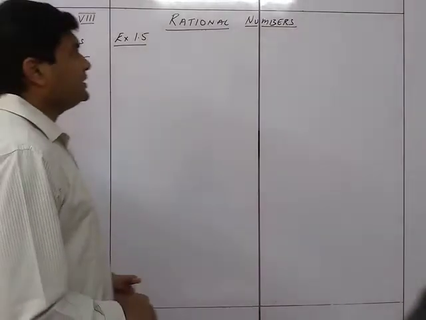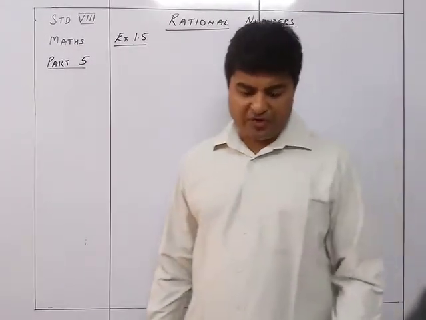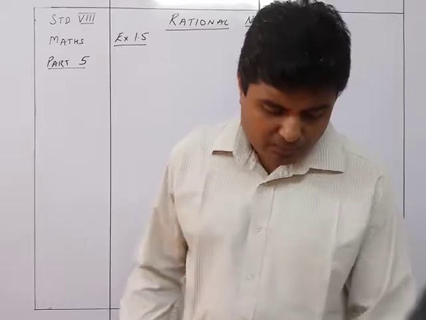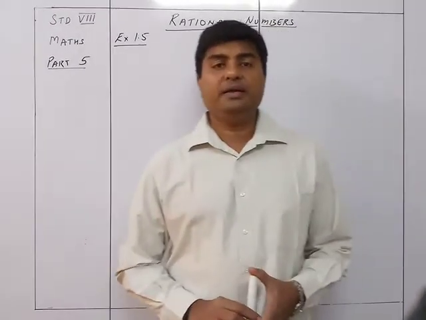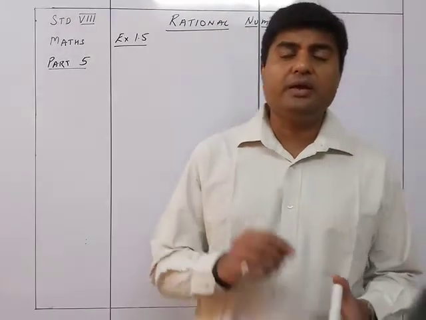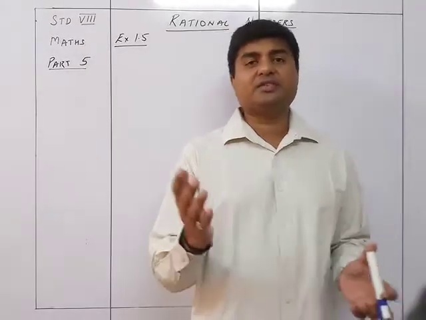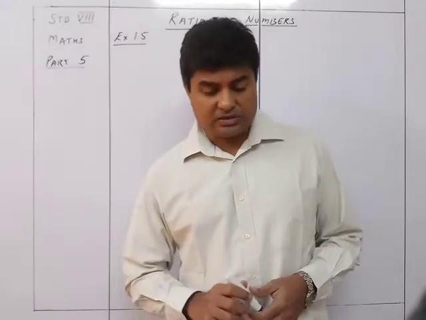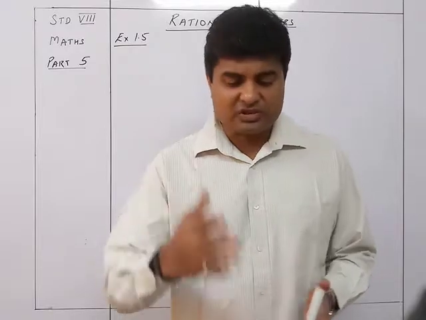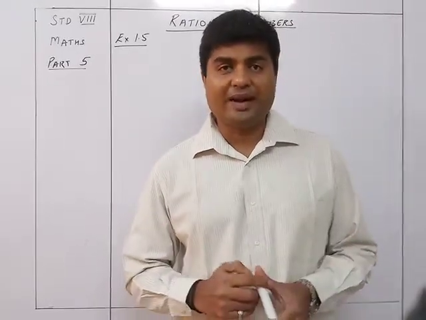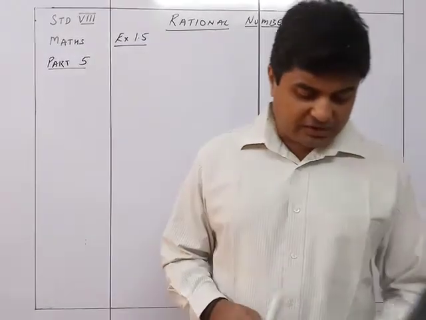So we continue with the chapter rational numbers, and we are on exercise number 1.5. Now exercise 1.5 is related to the representation of rational numbers on a number line, as well as writing rational numbers in ascending and descending orders, and also finding 3 or 5 rational numbers in between two given rational numbers. So this is basically that part in the chapter.